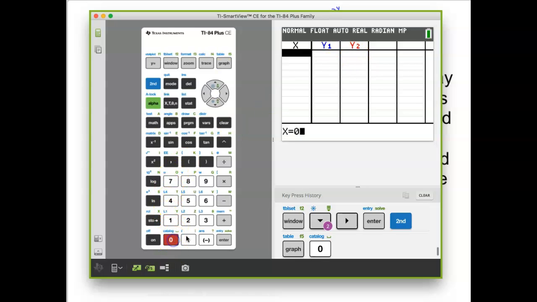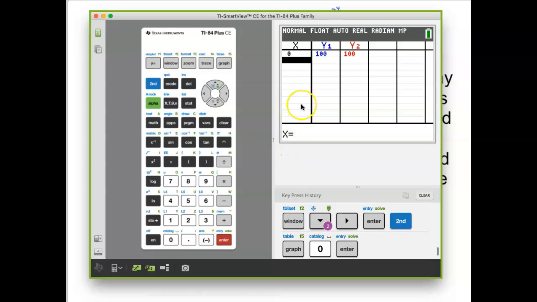So after no years, we have $100 in our account. That's our principal. That's what we're starting with, right? All right, after 1 year, we've accrued 10% of the interest. We have $110 in my simple interest account and $110 in my compound interest account.